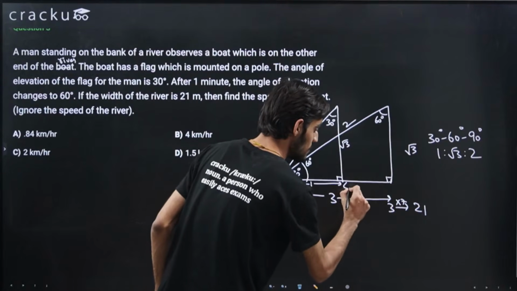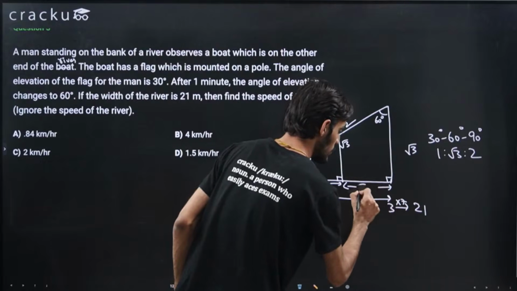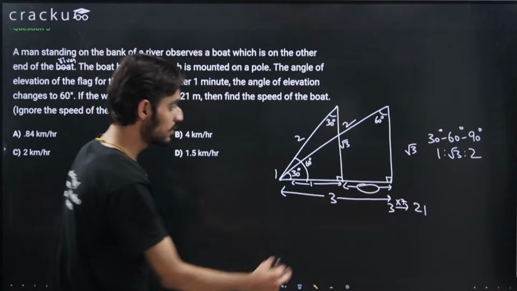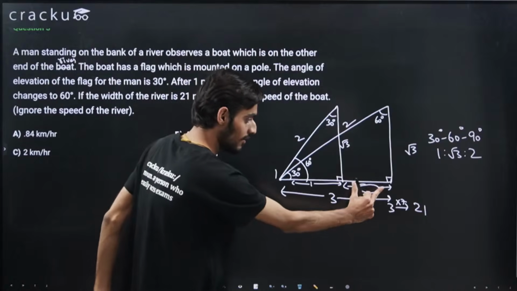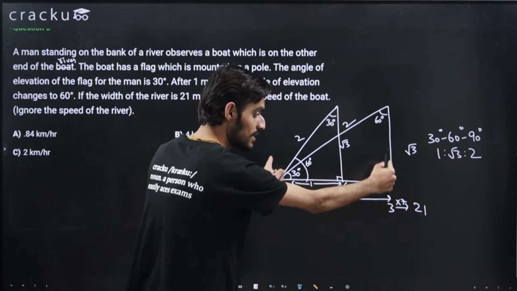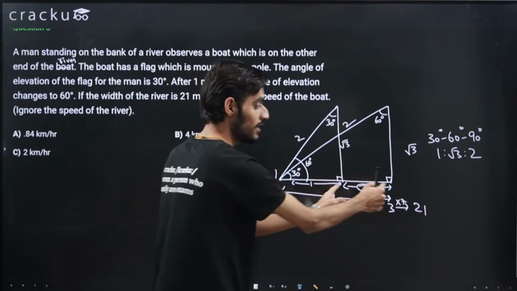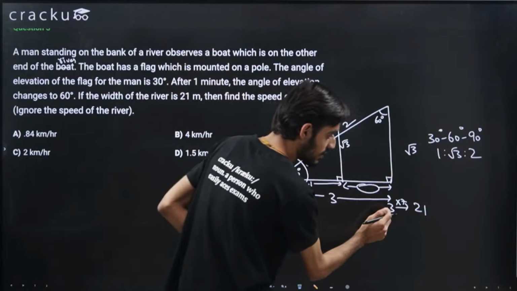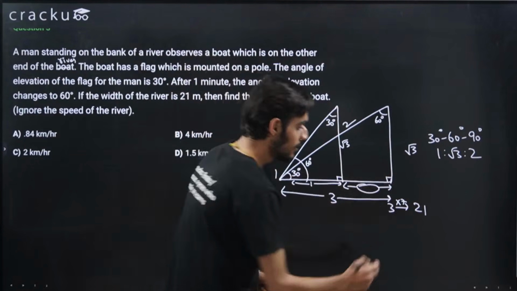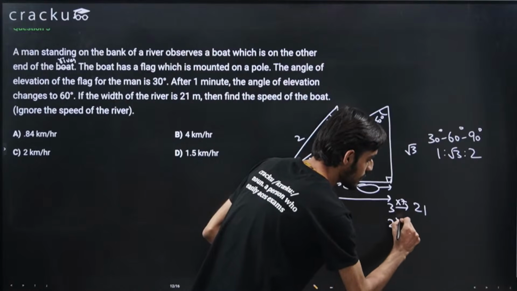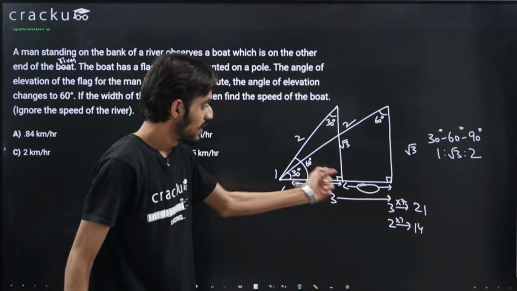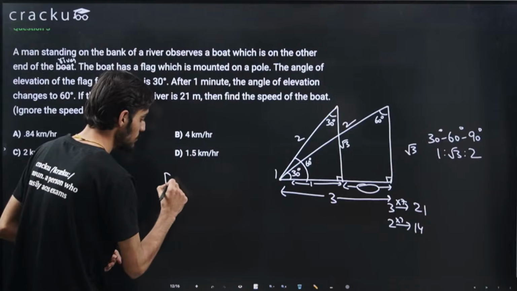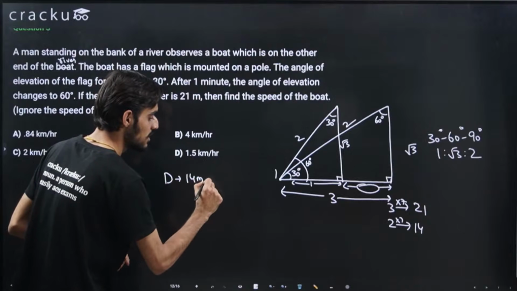So this is the distance that is being traveled, right? So this is the distance that is being traveled in 1 minute. After 1 minute, the angle of elevation is changing. So this distance is what the boat is traveling in 1 minute. Total distance is 3, this is 1, so 3 minus 1, that is 2. So ratio wise, this distance is 2 that the boat is traveling in 1 minute. Because 3 is 21, we can just multiply it by 7. So the value of 2 will be 2 multiplied by 7, that is equal to 14. So the boat is traveling a distance of 14 meters in 1 minute.